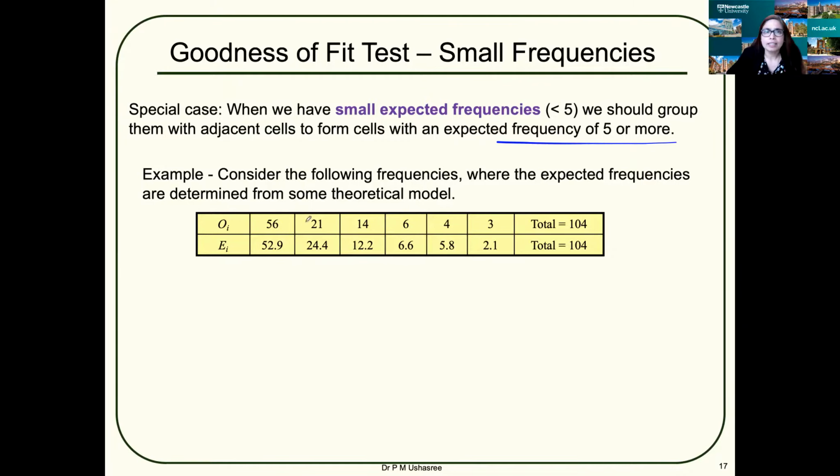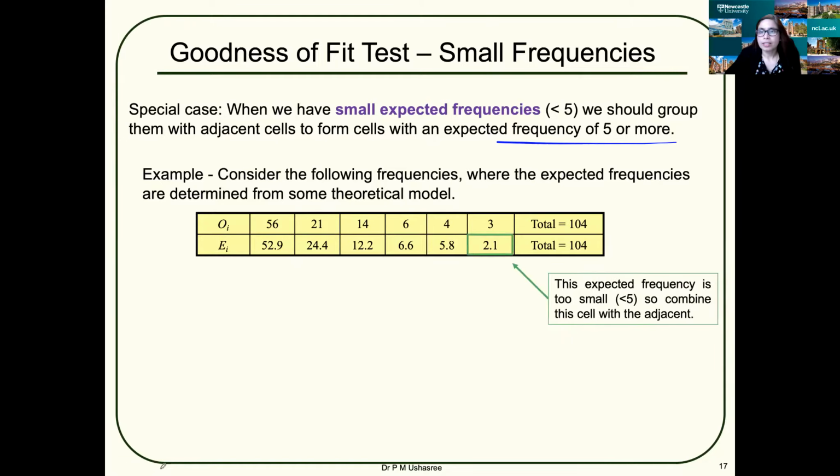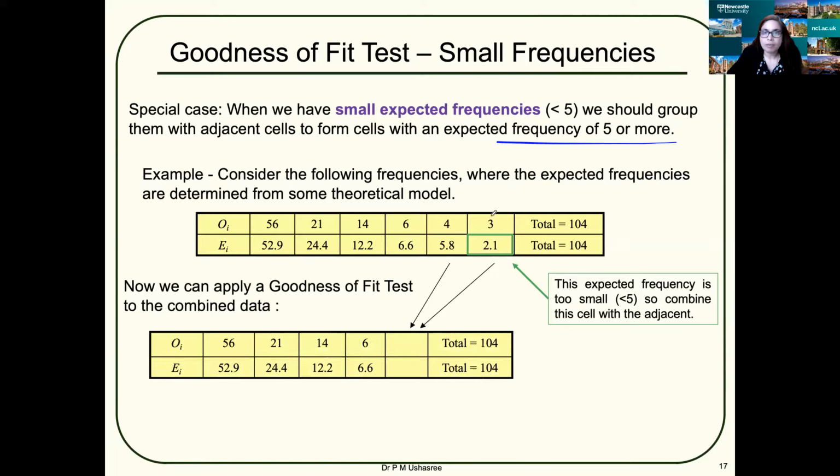Look at that. Here you can see that the expected frequency 2.1 is less than 5. So you combine this cell with the adjacent cell. Now you can redraw this as I've removed this cell and added it to this one. Let me add that: 4 plus 3 is 7, and 5.8 plus 2.1 becomes 7.9.